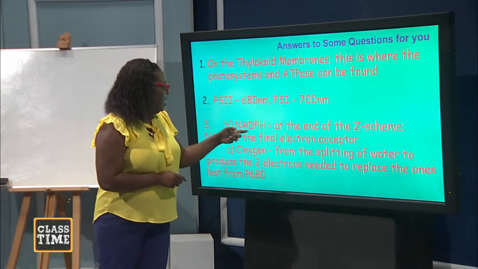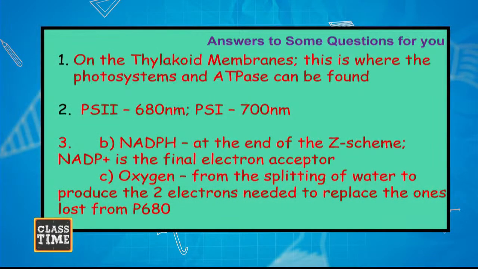The next question asks about where different things were made in the process. You had the NADPH, and NADPH is made at the end of the Z scheme, where the NADP plus is the final electron acceptor. That's where that would be made. The oxygen made in this process comes from the splitting of water molecules, which produces the 2 electrons needed to replace the ones lost from P680.